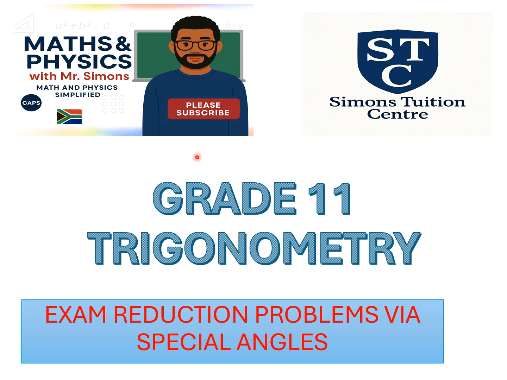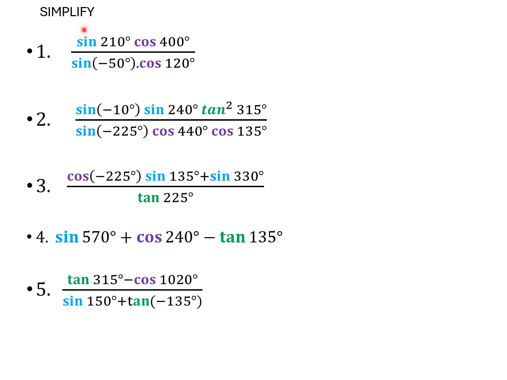Today's lesson is looking at the second exam question. We test reduction formula via special angles, right? So here are the 5 problems I'll be working through. You can attempt to answer them. Sine 210 cos 400 divided by sine negative 50 cos 120, etc. As I said, you can pause and attempt, but that's what I'm solving.